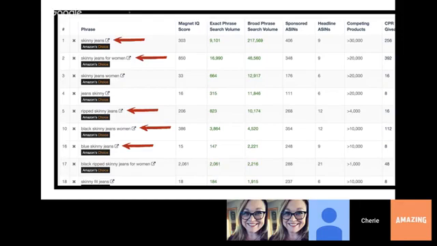Then I'm going to use those match types better, like I was talking about. Skinny jeans for me is going to be phrase. Skinny jeans for me is going to be broad. It's definitely a phrase though. Skinny jeans for women is going to be exact and broad for me. All in the same shop group. And what I'm basically saying is there.